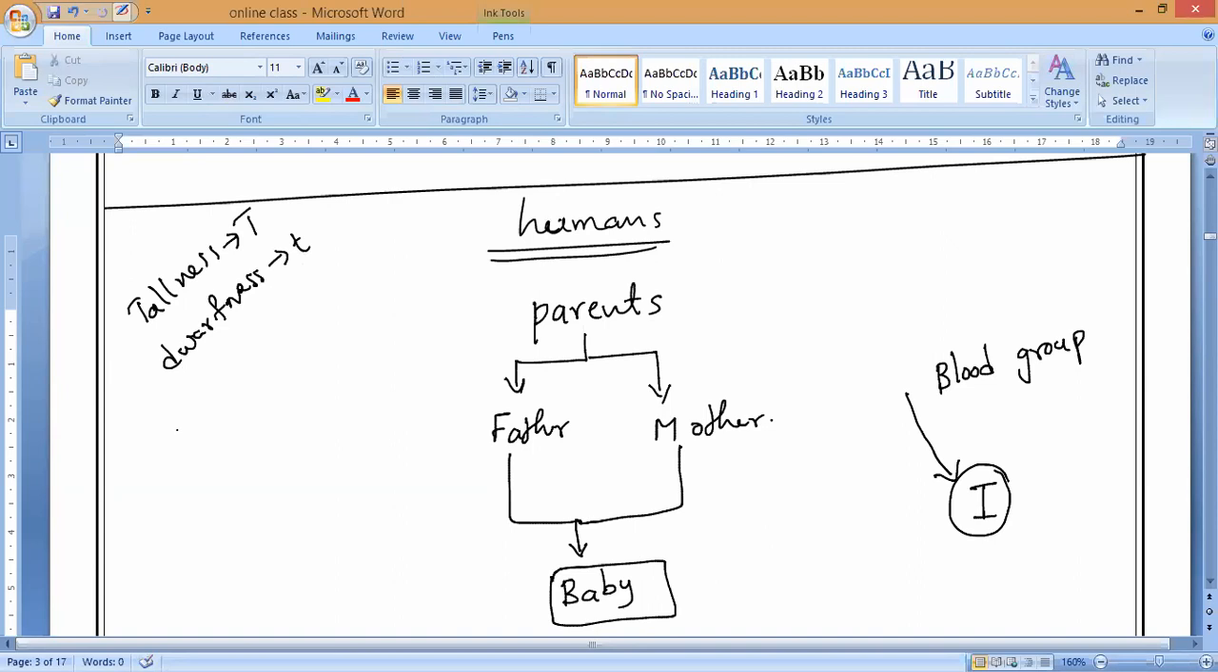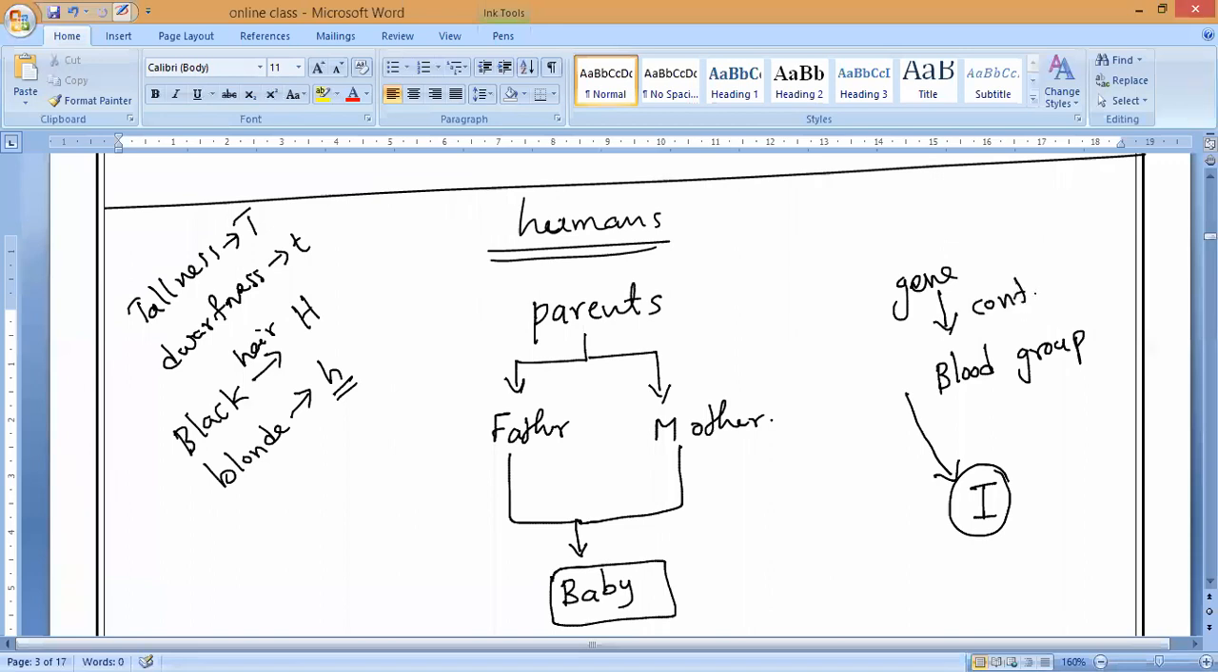And next, just now we studied hair color. Black hair we used to represent with a capital H, and in the same way, blonde hair we used to represent with a small h. Now, in the same way, the gene which controls the blood group, do you understand, we are going to represent with the capital letter I.